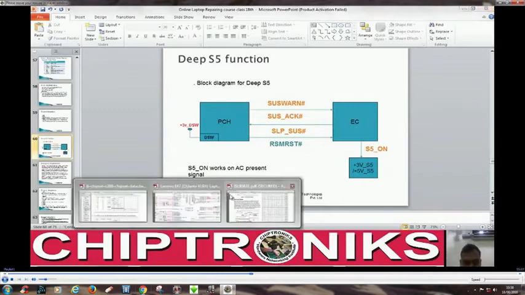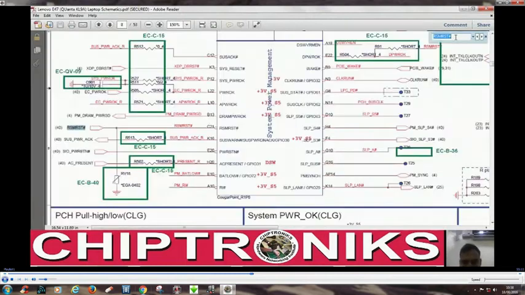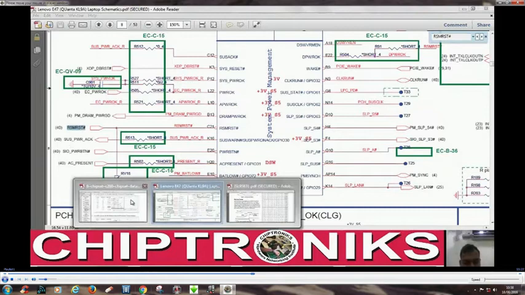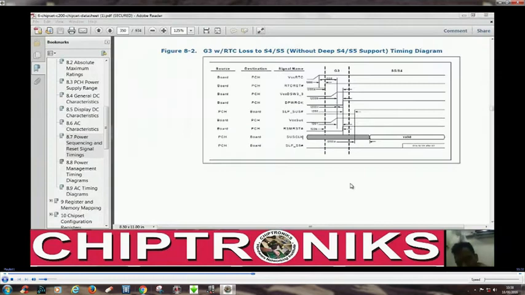And as you can see, we are talking about RSMRST. We are always talking about the signal inside the PCH. So you can see this RSMRST on the PCH is fed by the RSMRST from the IO controller. Alright. Okay, so we have covered up till RSMRST in the power sequence timing diagram for the Intel Series 6 chipset. And our next signal is SUS_CLK.